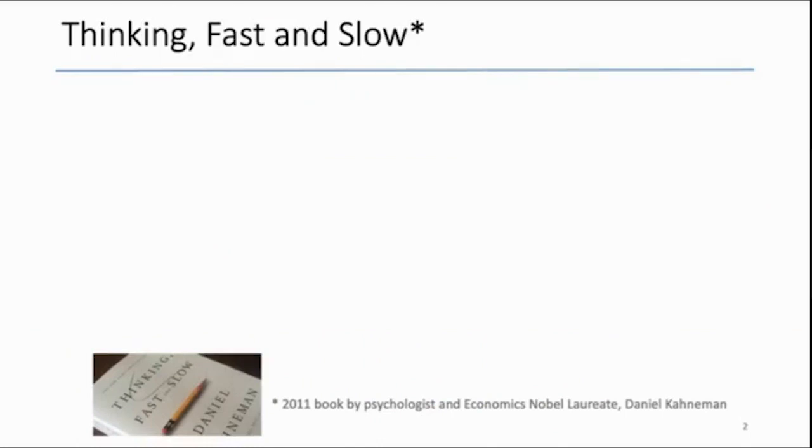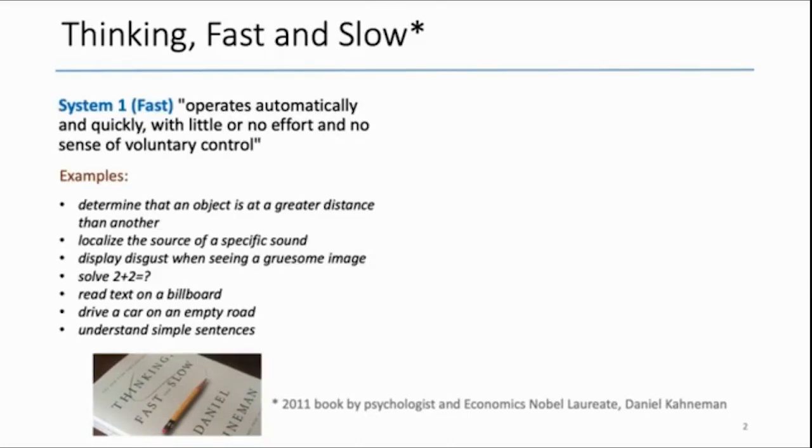Okay, so the theme of my talk is based on this wonderful book by Daniel Kahneman in 2011, titled Thinking Fast and Slow. And it describes these two modes of human thought. He calls the first mode system 1, which is fast, that it operates automatically and quickly with little or no effort and no sense of voluntary control. And there are many examples of this mode of thinking that we use day to day. For example, adding 2 plus 2 or driving a car on an empty road and so on.